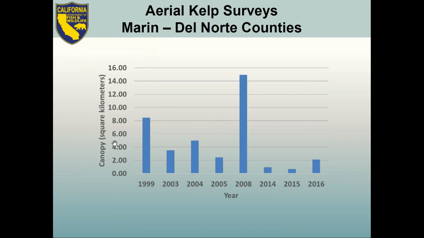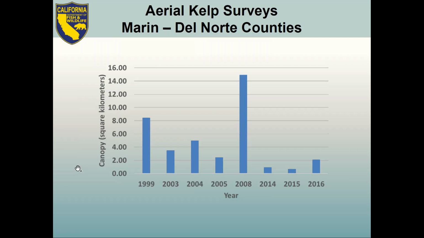So this graph depicts the CDFW's aerial kelp surveys of giant and bull kelp from Marin County north to Del Norte County. The vertical axis is the kelp canopy in square kilometers, and the horizontal axis is the year. You'll notice that this graph does not include all the survey years I spoke about earlier. Years which did not have a complete survey in the North Coast were omitted from this graph.